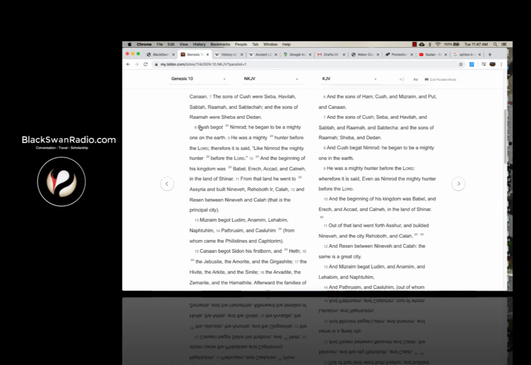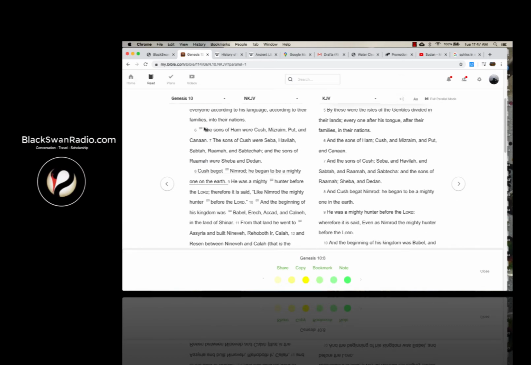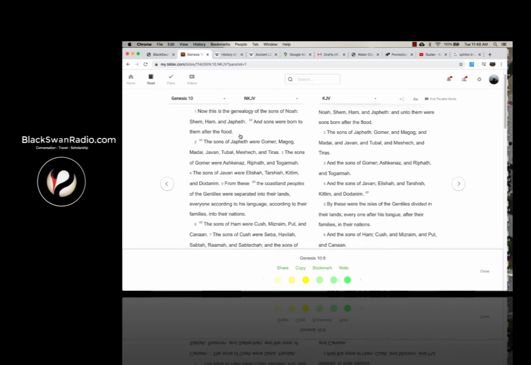So it says Cush begot Nimrod. Who's Cush? The sons of Ham were Cush, Mizraim, Put, and Canaan. Ham is the third son of Noah. So Noah had Shem, Ham, and Japheth, and the sons were born to them after the flood. So after the flood, they had sons.